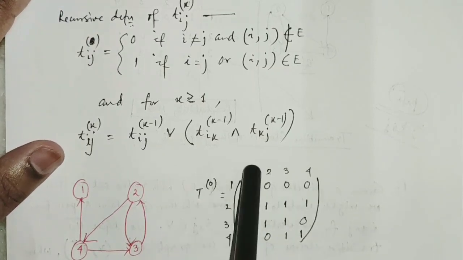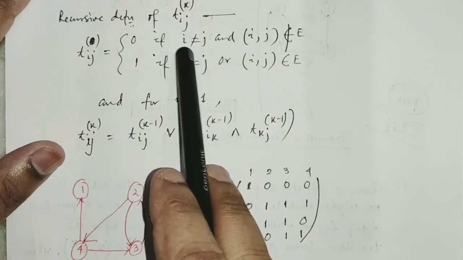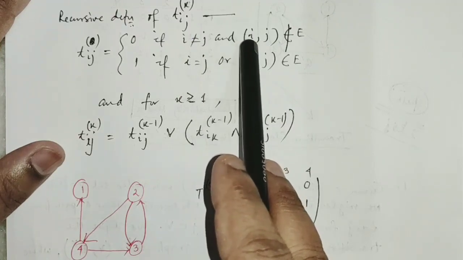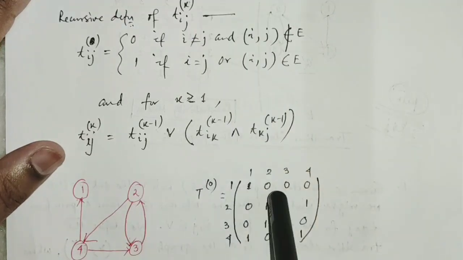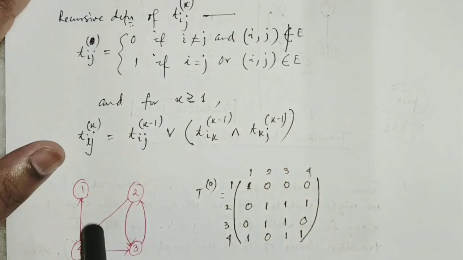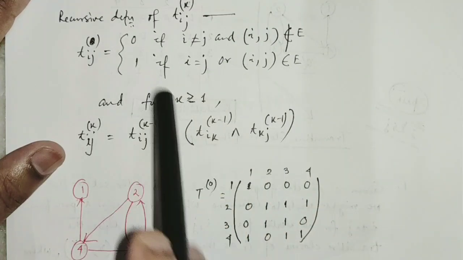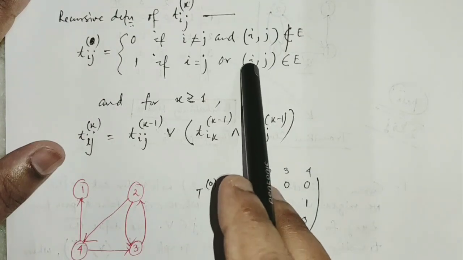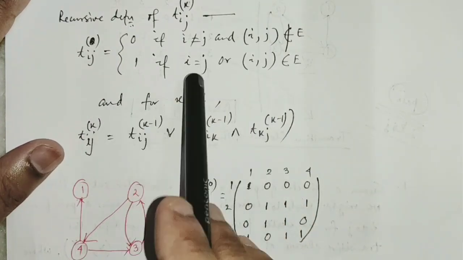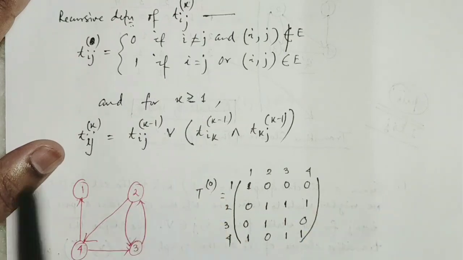So now 2 to 1: i is not equal to j, i is 2, j is 1. Is there any edge from 2 to 1? No edge, so it is 0. 2 to 2: i equals j, so whatever the second part is, you will put 1 here. Is there any edge from 2 to 2? We are not talking about that. The first condition, i equals j, is true, fine.